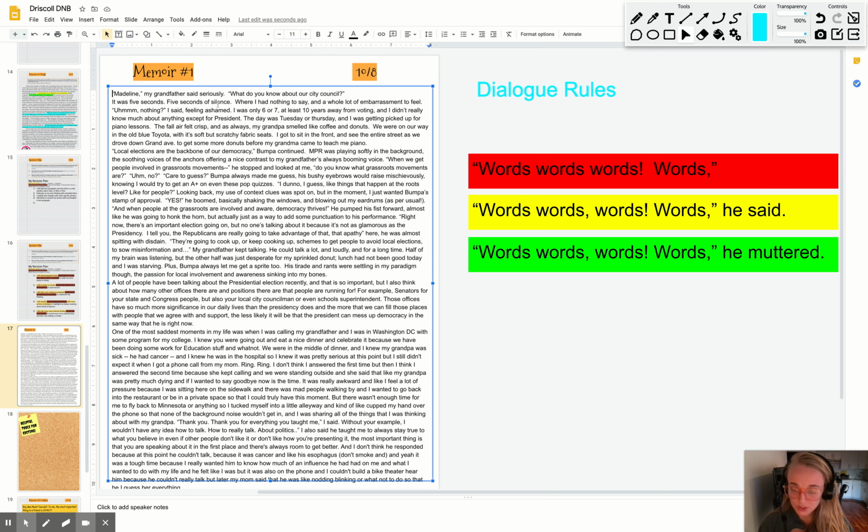Madeline, my grandfather said seriously. So automatically new paragraph. I press tab. Skimming. What do you know about our city council? Okay, it's the same person talking, so it can stay in the same line. It was 5 seconds. This should actually be part of that paragraph because it's super related.